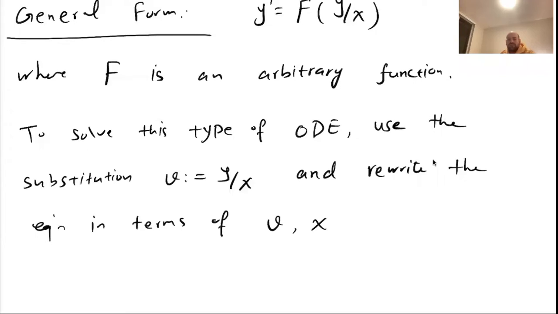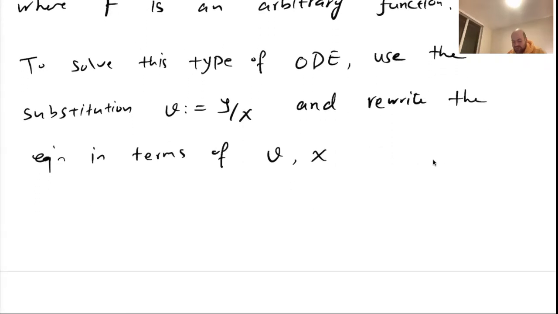So when we use substitution, we know that we have to change the letters. If originally it's written in terms of y and x, we have to change it to v and x. If you want to go from y to v, then we are not allowed to have y anymore in the new equation. You have to write everything in terms of v and x if you want to change from y to v. So that's what we said last time as well. But for this type of equation, the substitution is v equals y over x.